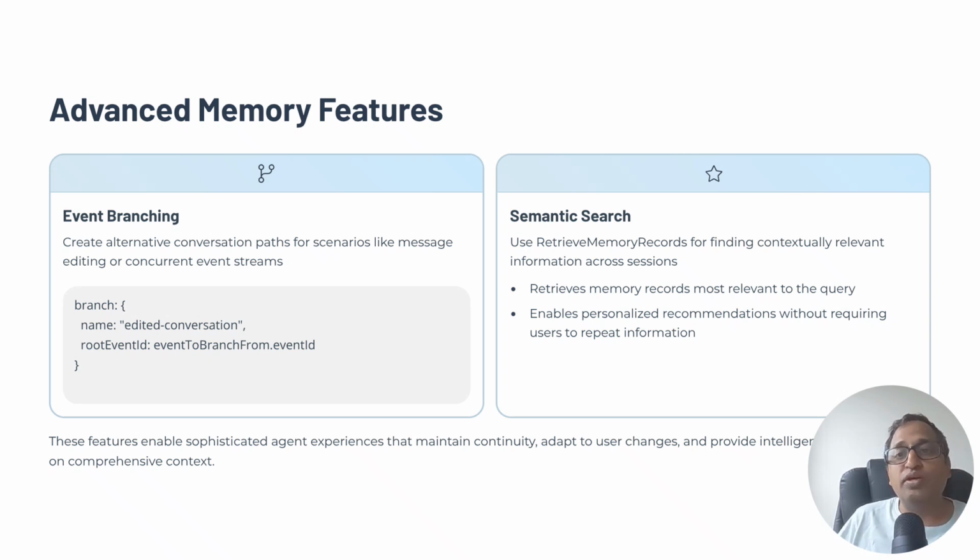So just like how we might explore different ideas in a conversation thread. Second is semantic search. This feature allows the agent to retrieve contextually relevant memory records using the retrieve memory record API. It powers deeper personalization without the user needing to repeat themselves. It finds the most relevant memory snippet using semantic matching.